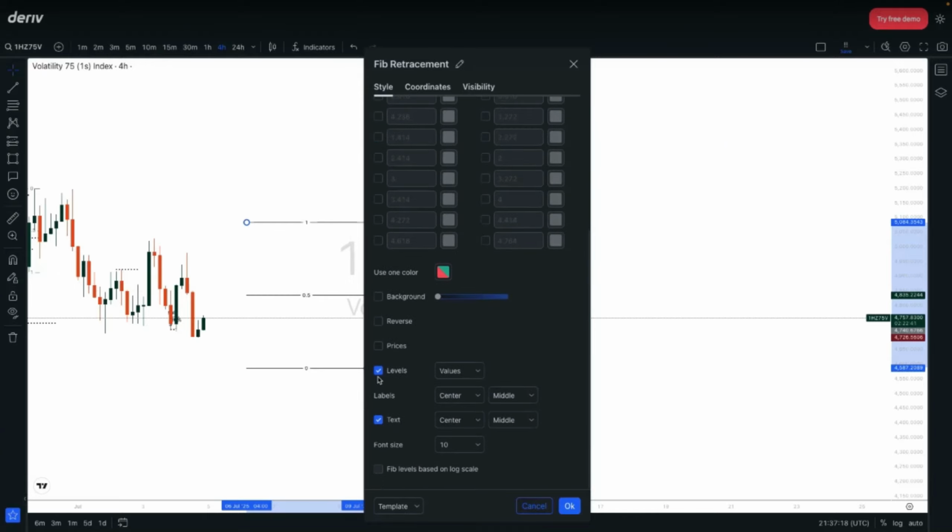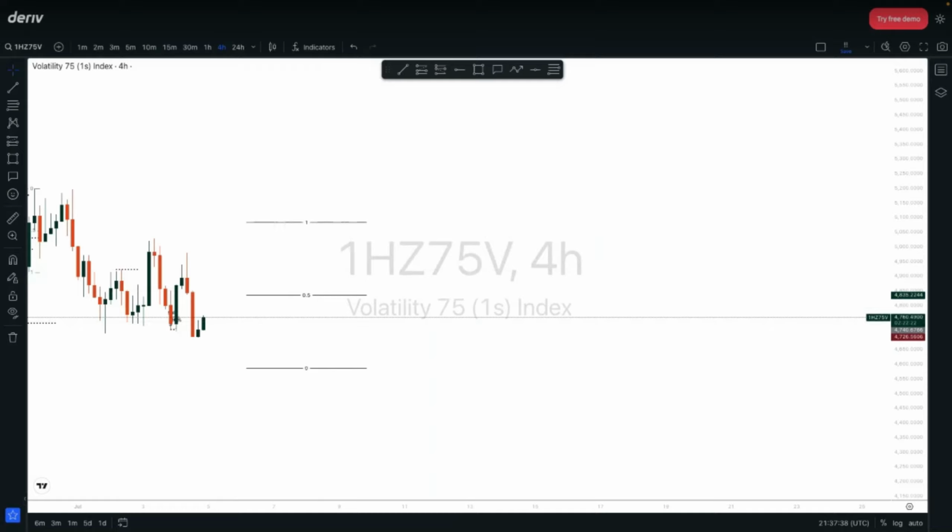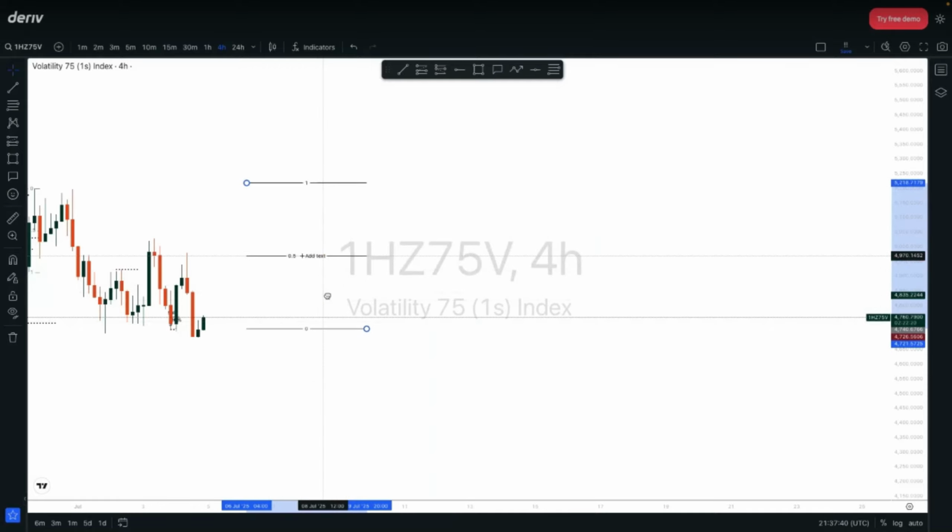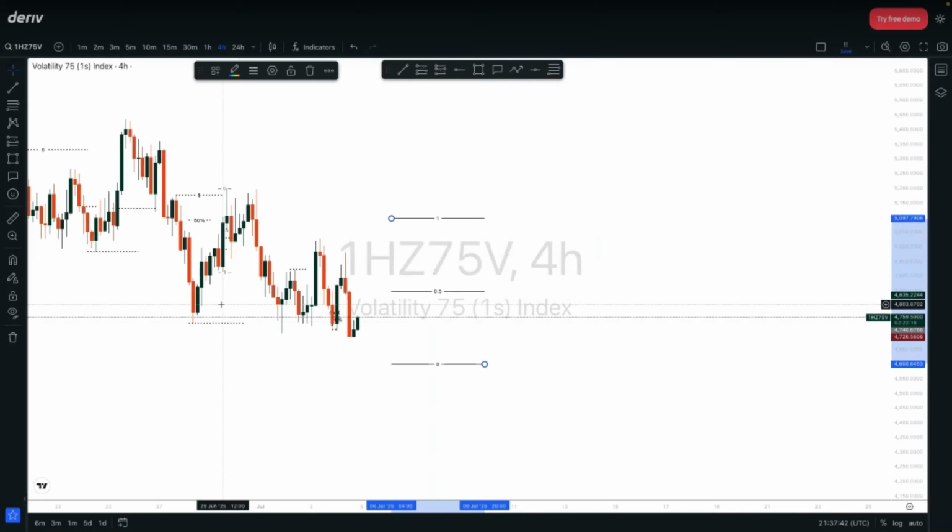And then you see the levels are on. It is set to values. And then you see text. It is set to center, middle, label, center, middle, font size 10, just so it's that simple. So it is the compact mode, just so it is very, very simple and easy to read, right? So the next thing is, you can see that is why it is this clean, because there is only one thing that I'm using it for.